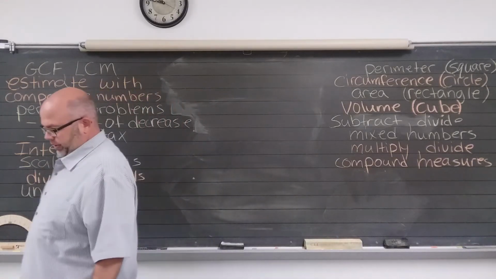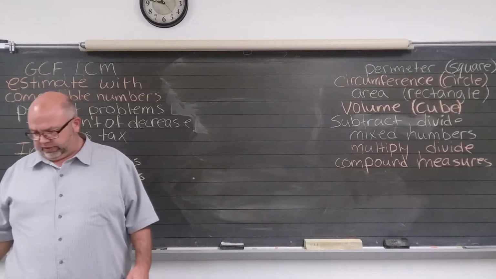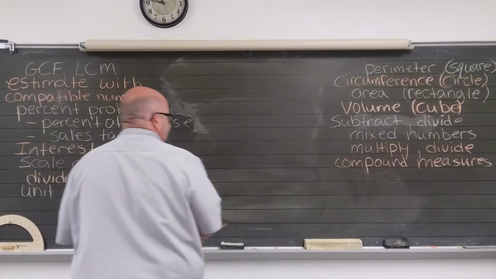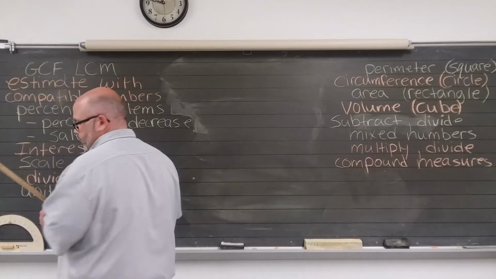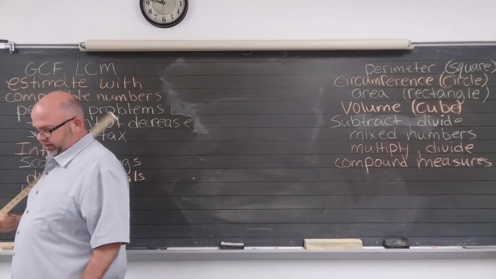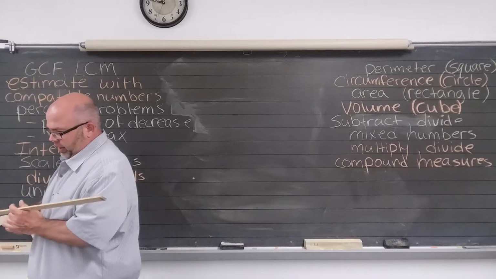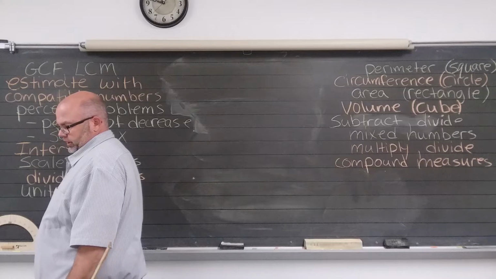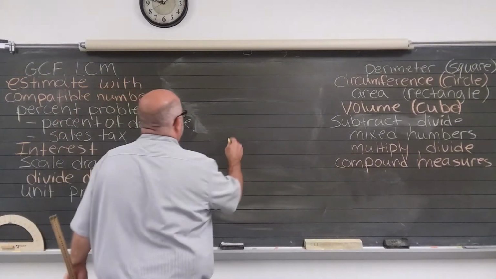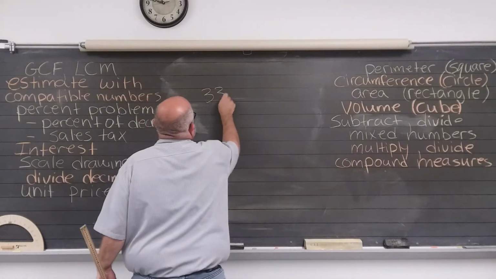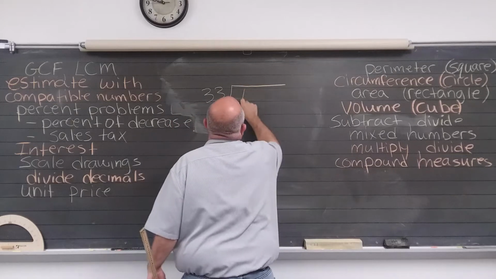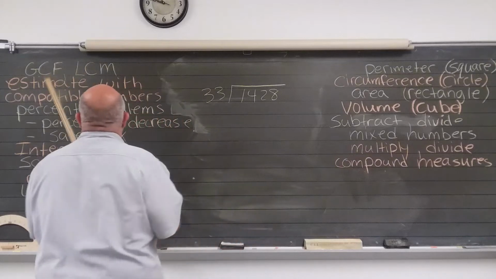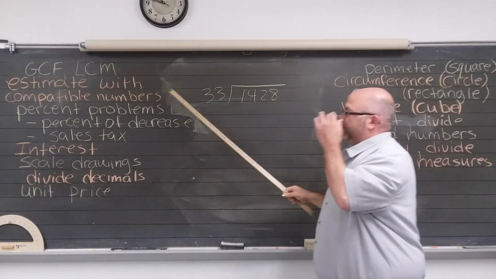Estimate with compatible numbers. That's this mess right here. There's one more thing that I need to put up there, then I will. Right after this. Estimate with compatible numbers. So you have a number like 33 into 1432. 33 into 1428. Something like that. Okay, you're now estimating with compatible numbers.